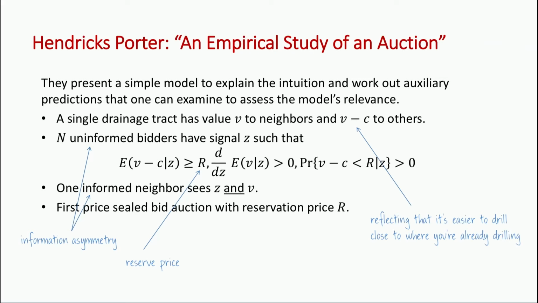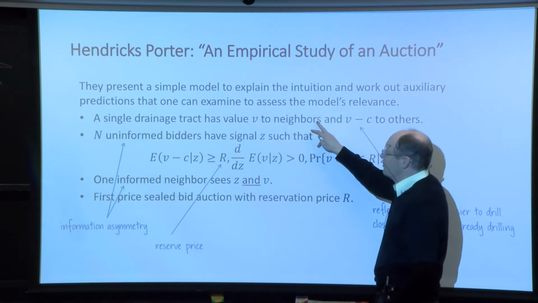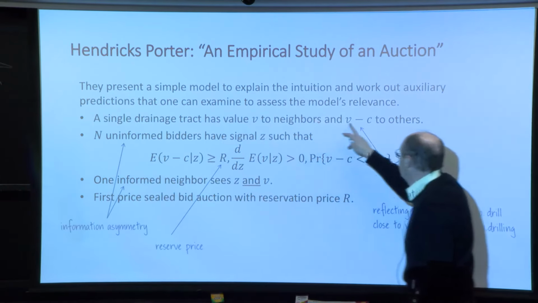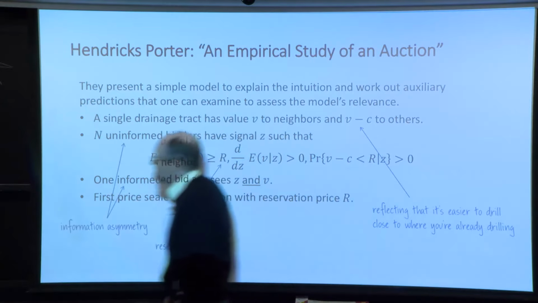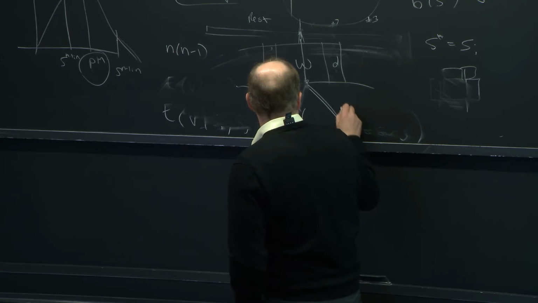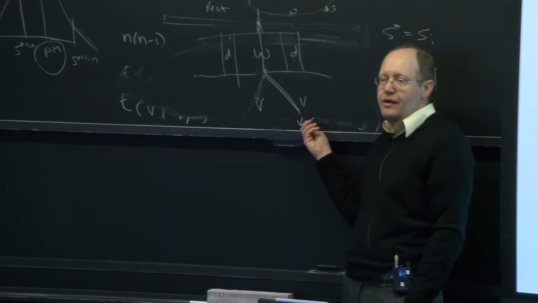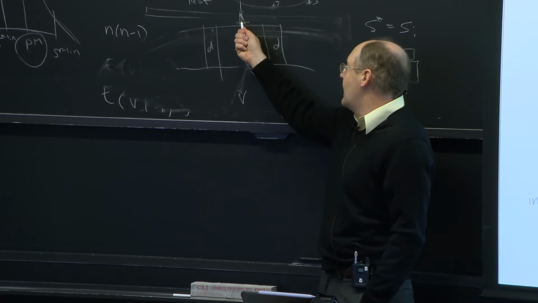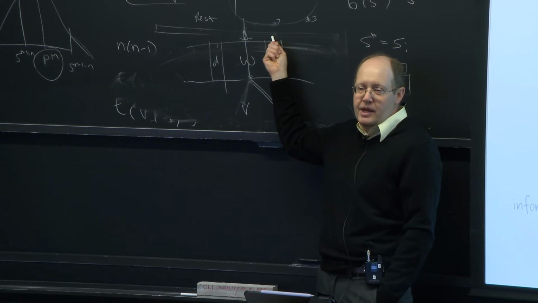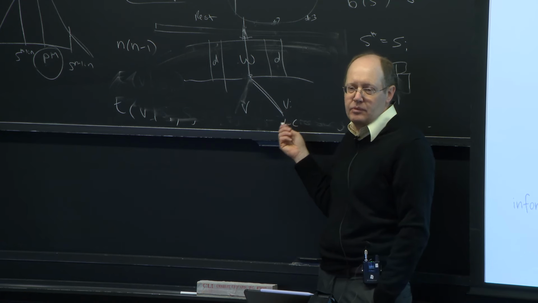They have a wildcat tract that has one informed person who's drilling on the wildcat tract, and then there's a single drainage tract nearby. They assume the drainage tract has value V to the person who is already drilling the wildcat tract, and V minus C to the others. So not only does ExxonMobil have an informational advantage, ExxonMobil would get V if they win the drainage tract, whereas a rival would only get V minus C. The thought is that rivals get less value because when you already have a platform nearby, there are economies of scale in building a second platform. So there's a cost advantage as well that might explain why ExxonMobil will bid more.